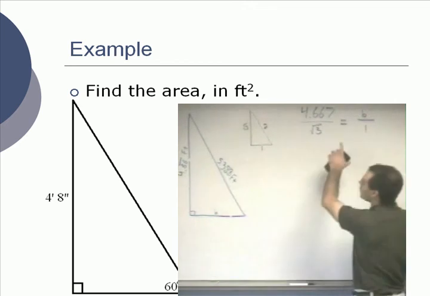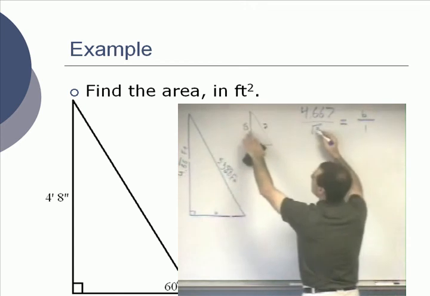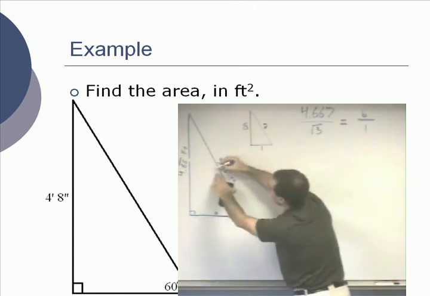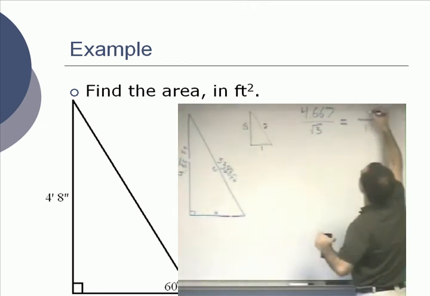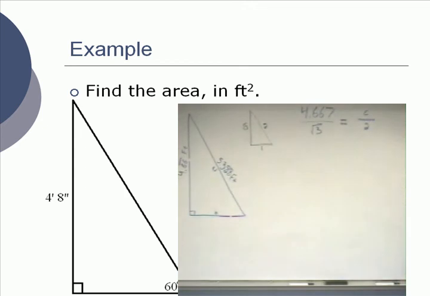You could go back to your original proportion. If we didn't know this, we could say 4.667 over the square root of 3 is equal to c over 2, and solve that for c. And we would get the same value. So there's several different options for finding that missing side.